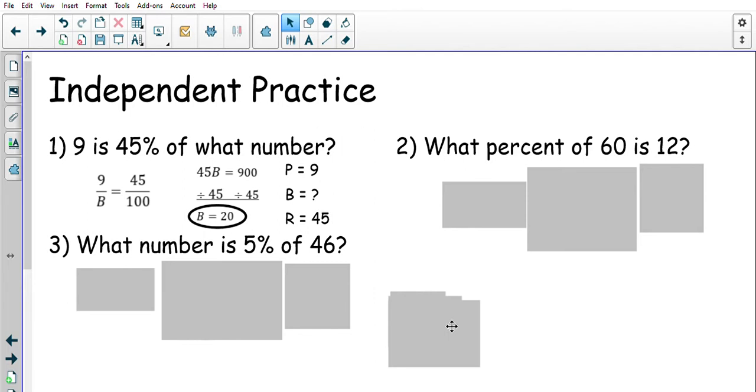All right, number 2. What percent of 60 is 12? 60 is my base because it's out of 60.